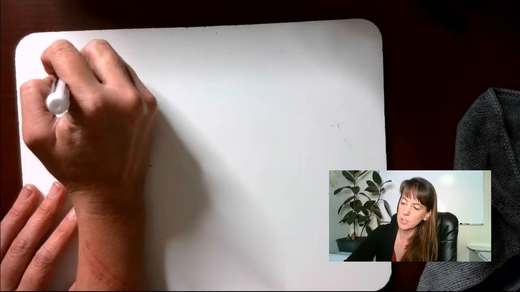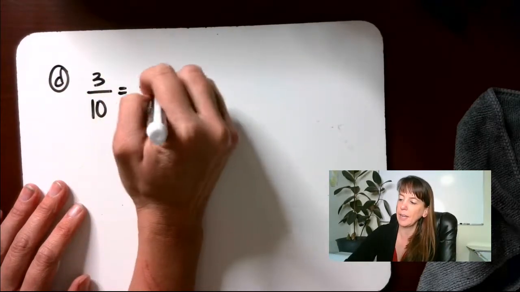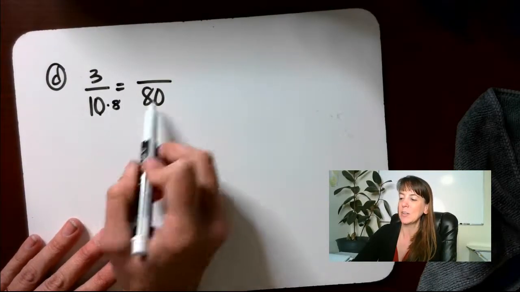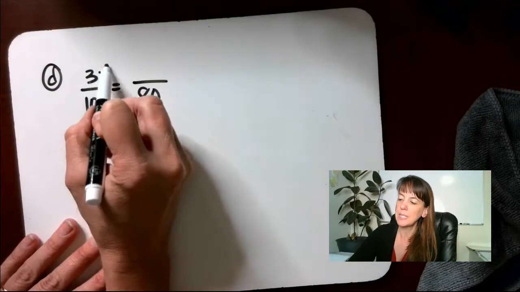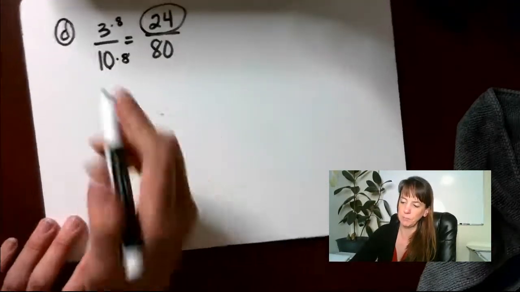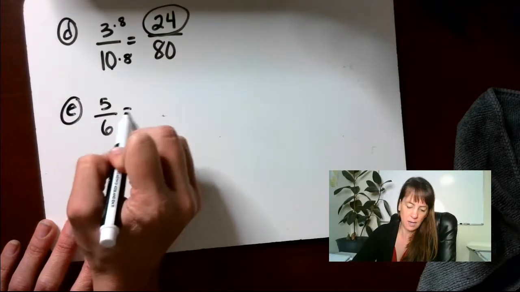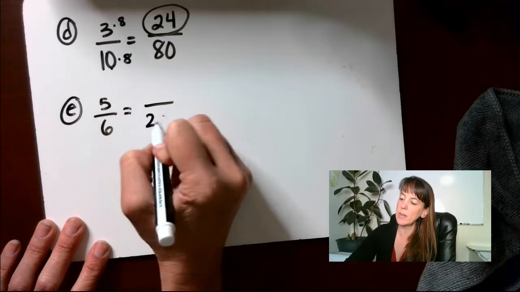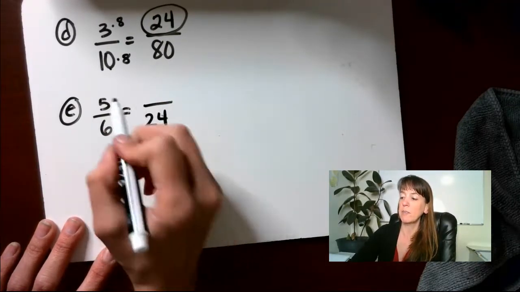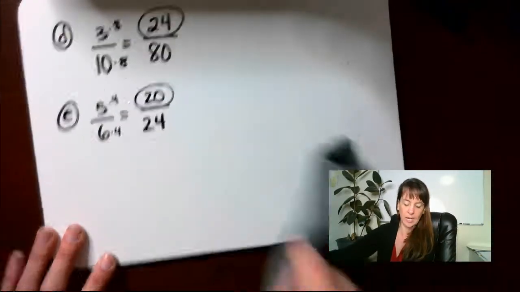D, what number is 3/10 of 80? Of 80. Well, I need to multiply 10 by 8 in order to get 80, right? 3 times 8 is 24. So this would be your answer. All right, 5/6 of 24 is what number? 6 times 4 gives me 24. 5 times 4 gives me 20. That is your answer. Excellent work, guys.